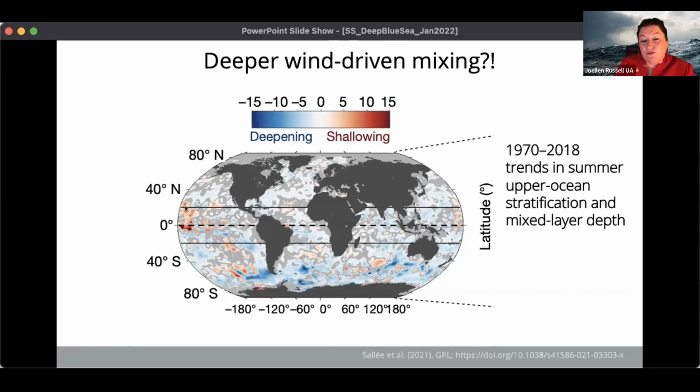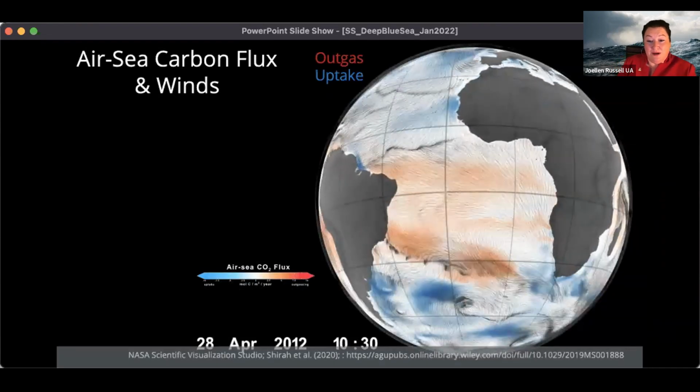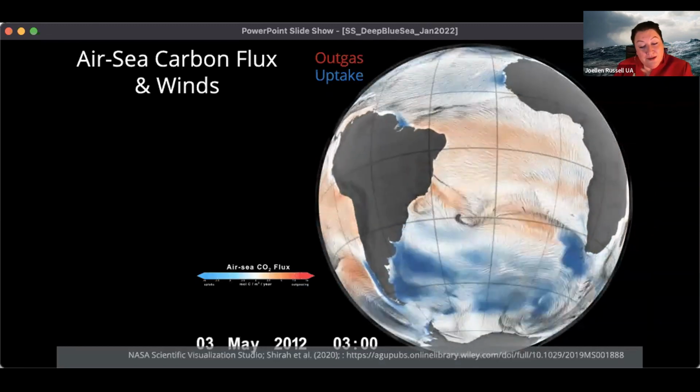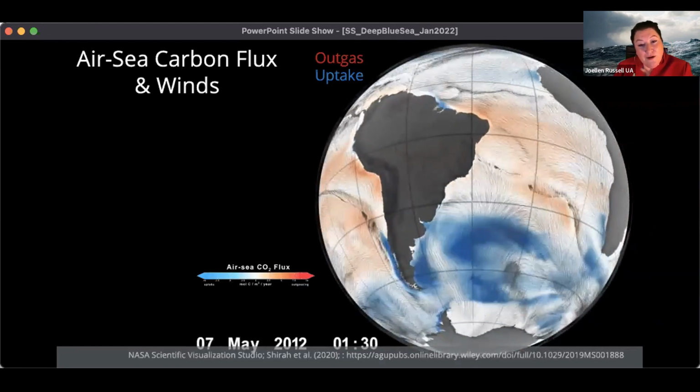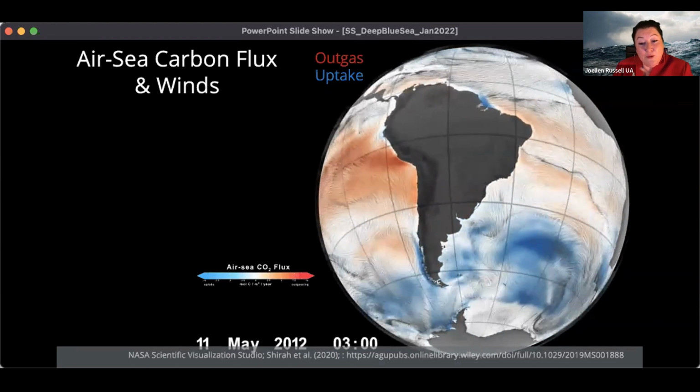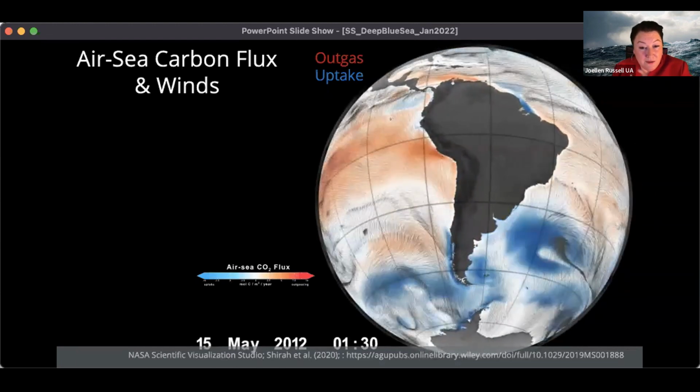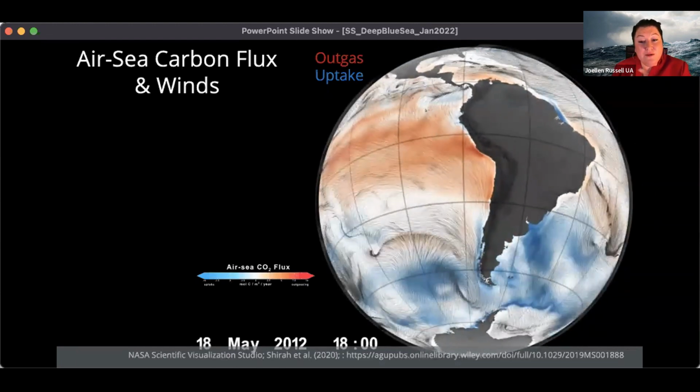Now you can still see a few red spots over here in the tropical Pacific, but primarily most of the globe, it's getting deeper because of these stronger winds. So what I really want to do is look at the winds, and you can see these swirling over our ocean in this animation. And what you're seeing is the red is where it's outgassing and the blue is where it's going in.